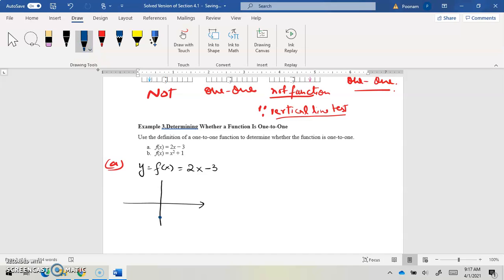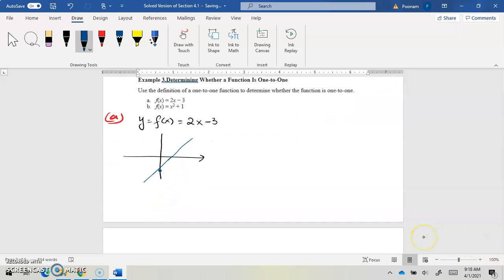So somewhere it will be looking like this, and this is a straight line. No horizontal line is passing through more than one point. So that looks like one way of saying that this is one-to-one.